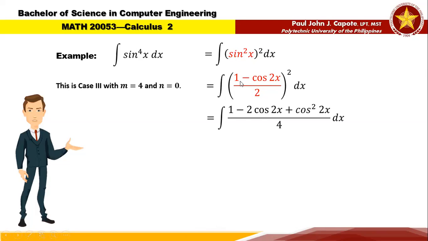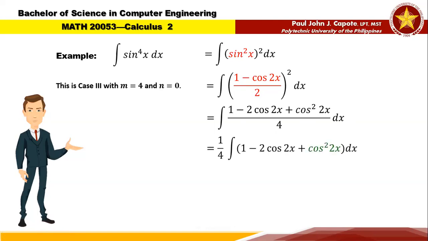Now to find the square of the numerator, our numerator is 1 minus cosine 2x, and that is a binomial. The square of a binomial is a trinomial. Okay, so we have, to apply the procedure in squaring a binomial, square the first term, that is 1 squared over 1. Then, for the second term, twice the product of the first term and second term. So, we have minus 2 cosine 2x. And then, for the third term, square the last term or the second term. And so, we have plus cosine squared 2x. And then, square of 2 is 4, dx.